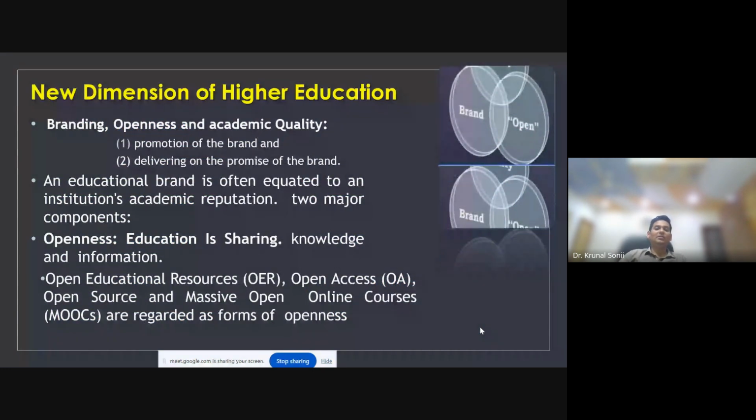So, the new dimensions of higher education, as we have already discussed. Any university or institute is looking for good quality education from the faculty for the students. That is very important. And that's why there are a few aspects which are going to be very important for all of us, like branding, openness, and academic quality. Every organization, every university is focusing on its own branding in terms of the quality of education that they are providing to their target audience.